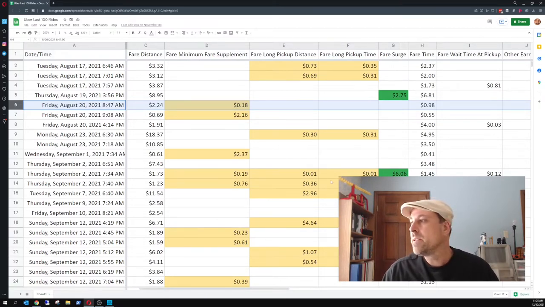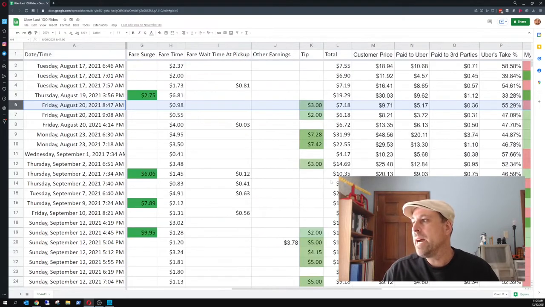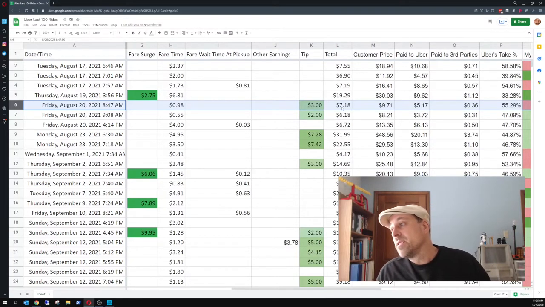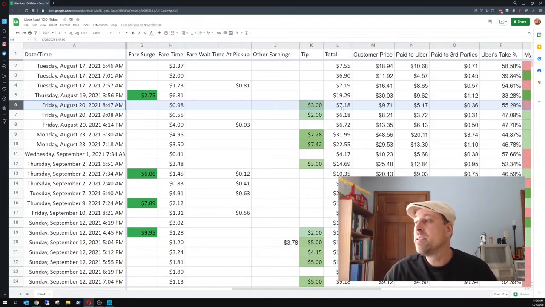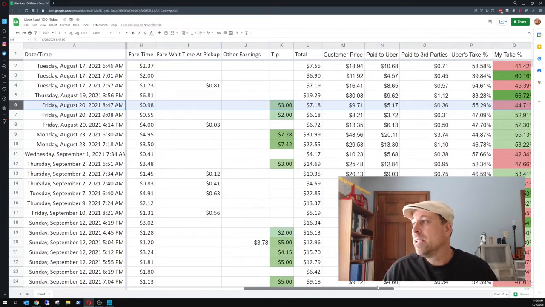And that total payout was $7.18. The customer paid $9.71. Uber got $5.17. So even with a tip, I got less than 50% of what was paid to Uber. Now, I think when Uber calculates things, this would have been a $4 trip normally, $4.18, but they paid me $3. That's the only reason this take number is as high as it is.